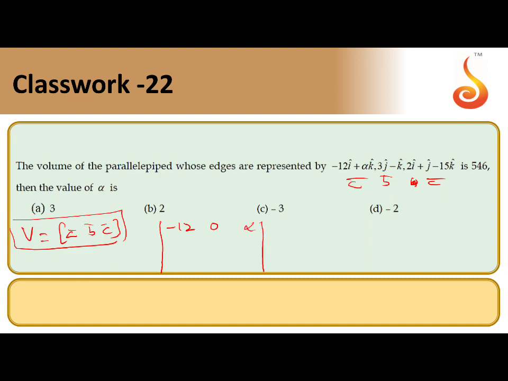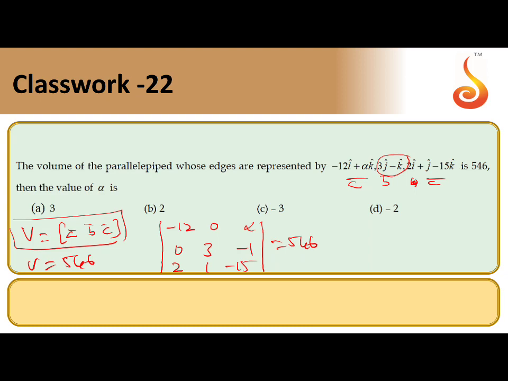Next, the b vector. In the b vector there is no i, so that means 0, 3, minus 1. Next, the c vector components: 2, 1, minus 15. That value equals 546. Here V is given as 546. So V is the box abc. Box is nothing but the determinant. Now we can solve the determinant. I hope this is clear.